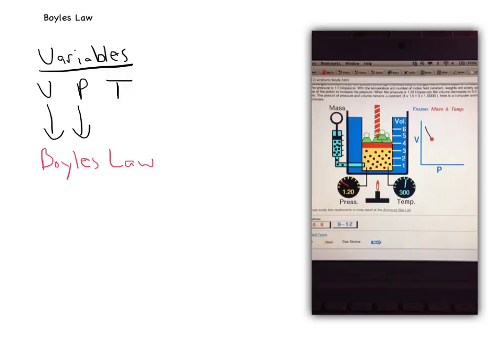So we're going to continue our look at the gas laws, and the two variables we're going to look at in particular here are volume and pressure. We're going to keep temperature constant, and when we look at the effect of volume and pressure on each other for a gas, this is known as Boyle's Law. Let's take a look at it conceptually here with our little video.